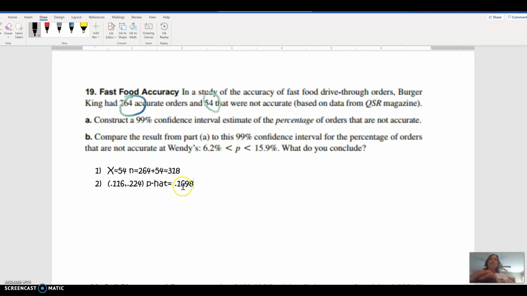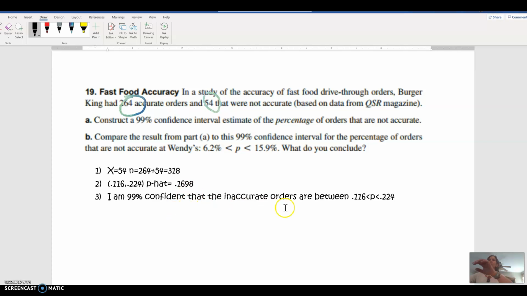And now what I'm saying is, based on that, I'm going to conclude that I am 99% confident that the inaccurate orders for the whole population are going to be between this interval, between 0.116, which should be smaller than my real answer, which is smaller than 0.224. So I'm 99% confident that given in my sample, I had almost 17% inaccurate orders, that I would have in real life for the whole population. I think the real true proportion is between 11.6 and 22.4.